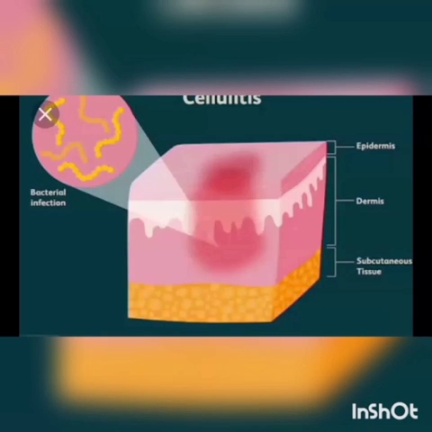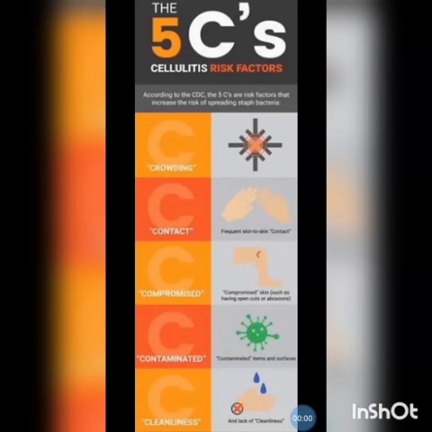This picture explains which areas are affected by cellulitis. You can see the epidermal layer is affected, the dermal layer is affected, and the subcutaneous tissue is also affected. In more serious conditions, the deep subcutaneous tissue will be involved. Now we can see the risk factors for cellulitis.